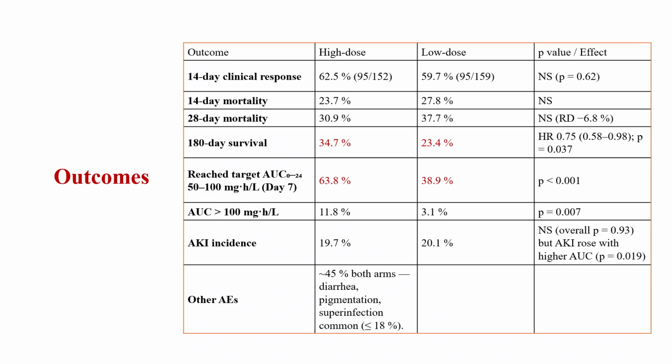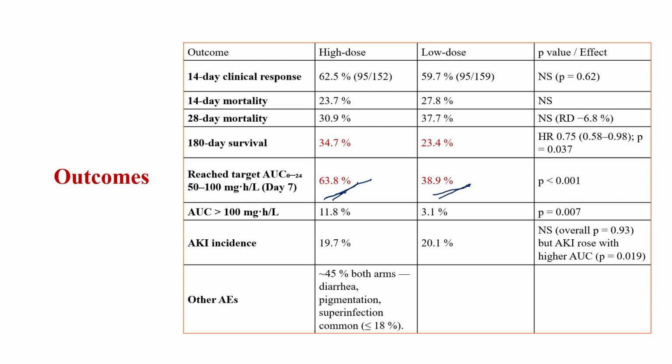In this particular study, there was no difference in 14-day mortality, 14-day clinical response, or 28-day mortality between these two groups. But you can see that among patients who received the higher dose, most of them, like 60%, actually had therapeutic drug levels within the expected range, whereas only 40% of patients who received 10 lakh stat followed by 5 lakh BD achieved the therapeutic range.